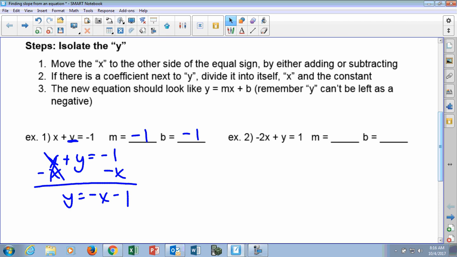Now notice, real quick, that we didn't have to do number 2, right? If there is a coefficient in front of y, divide it into itself, right? Was there a number here in front of the y? No, not on this one, right? But if there's a number, we've got to divide it, right?